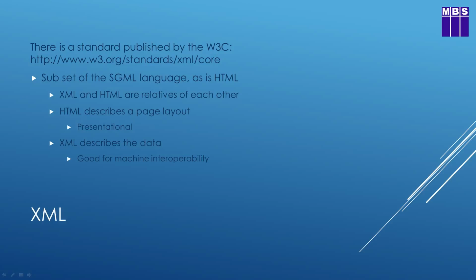So HTML describes the presentation of a page and is therefore intended for direct human consumption. XML is intended for transmitting data in a specific format from one machine to another and is therefore used for machine consumption and not direct human consumption.